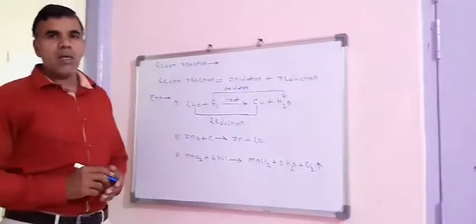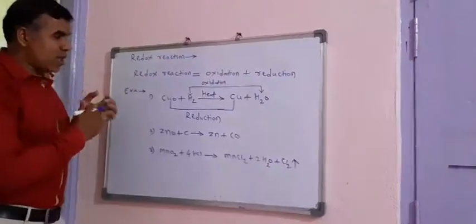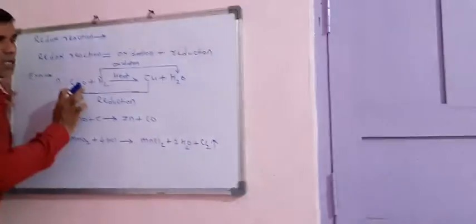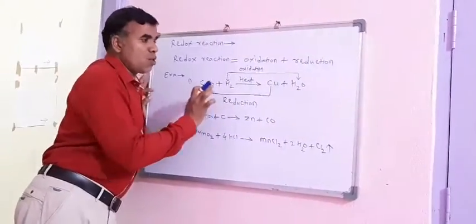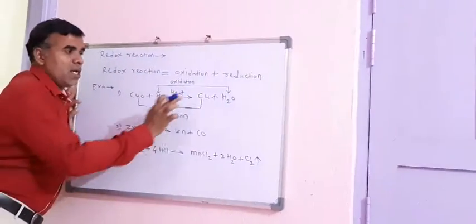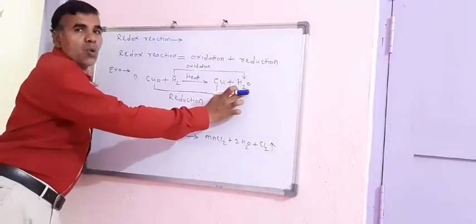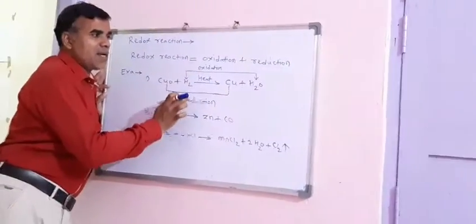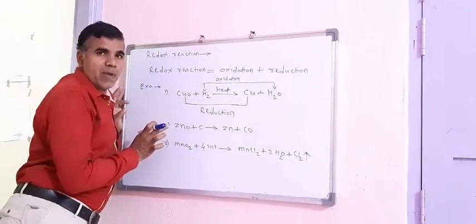In this reaction, oxidation and reduction take place simultaneously. Look at this, copper oxide. In this copper oxide, oxygen is given out to form copper, and hydrogen forms water. Here there is a loss of oxygen, and in H2O, oxygen is gained. Oxidation and reduction take place simultaneously in this reaction. So it is the best example to remember always.